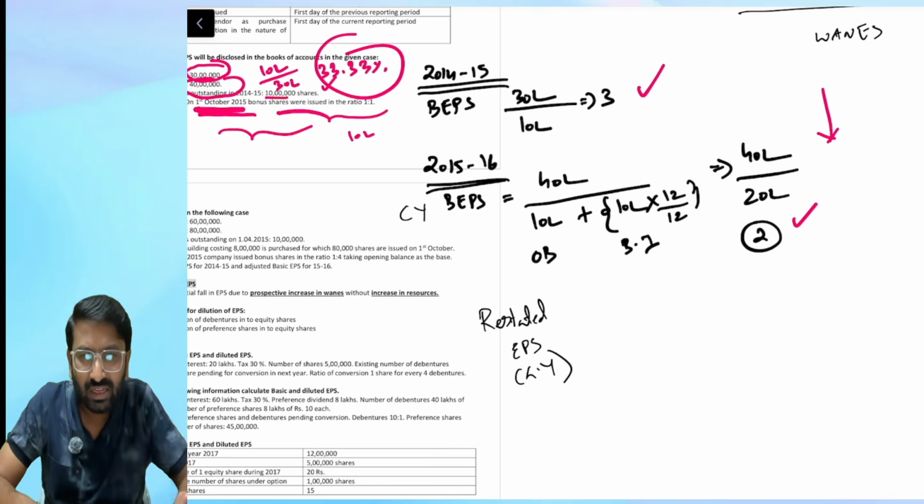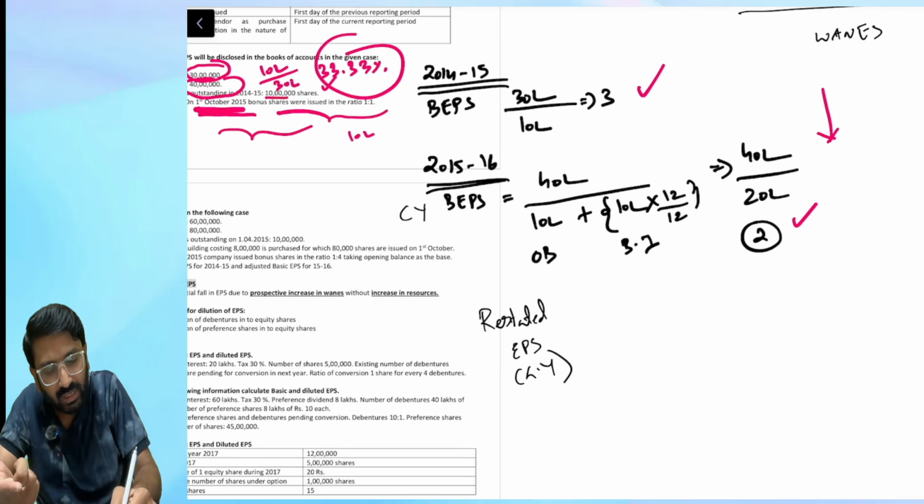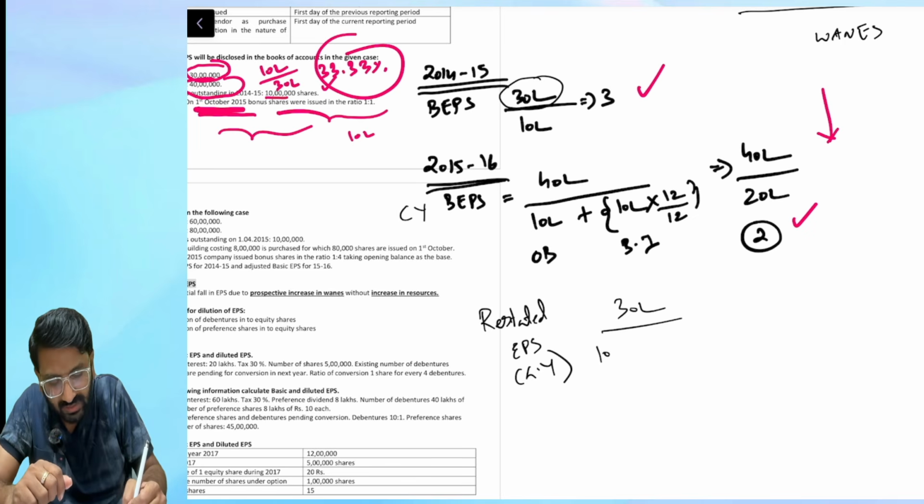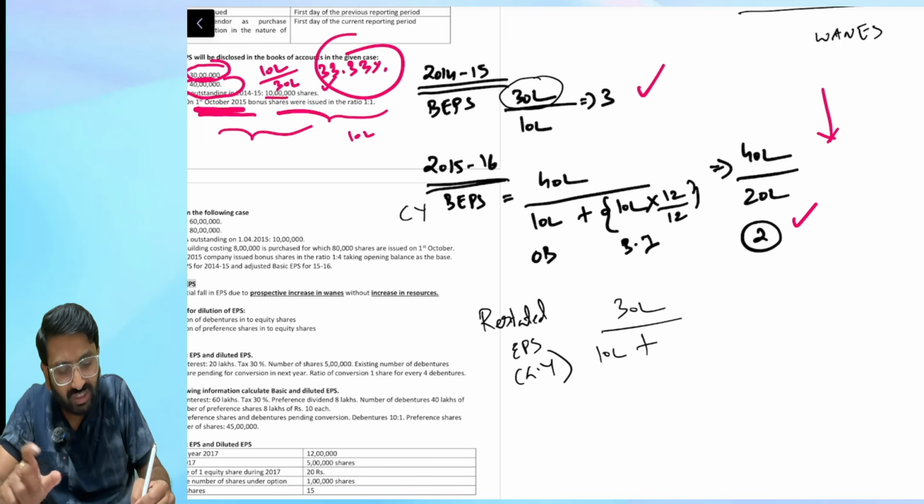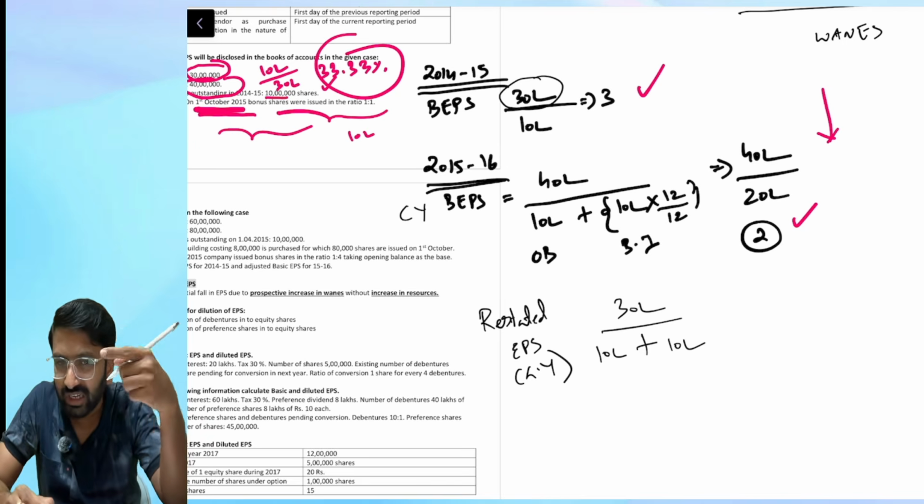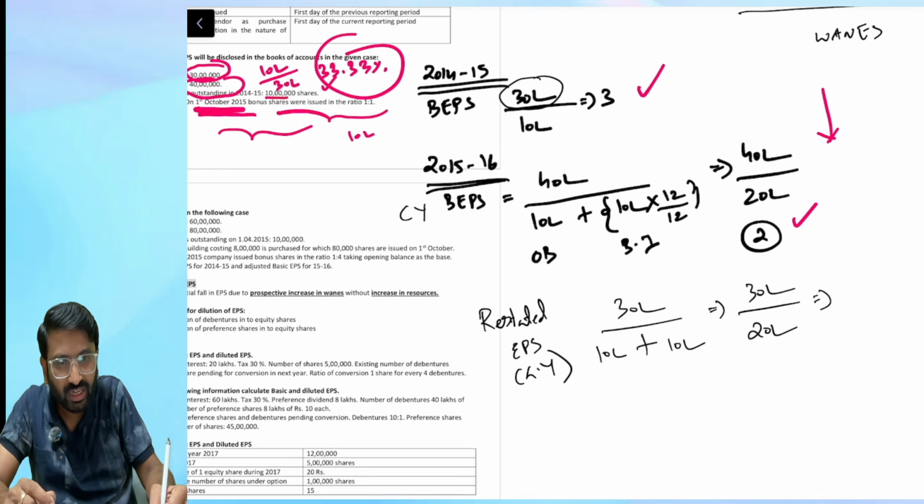So what should they calculate? Restated EPS of the last year. For that, I'll take the last year profit in the numerator. How much is that? 30 lakh divided by opening balance 10 lakh. And as if these bonus shares were there in the last year also, we'll assume that and restate the EPS. So that will give me 30 lakh divided by 20 lakh. So how much will be the restated EPS of last year?